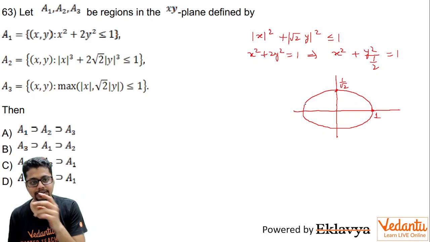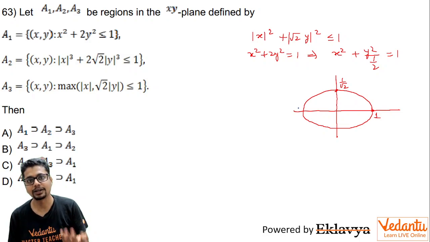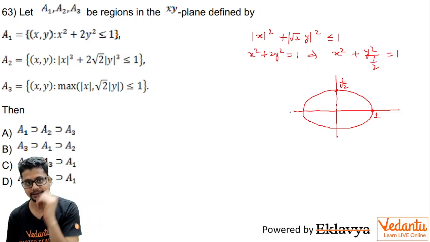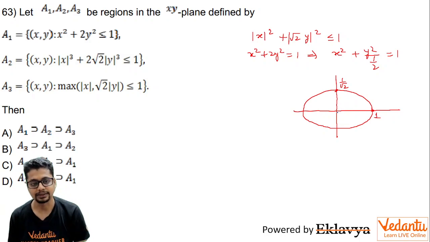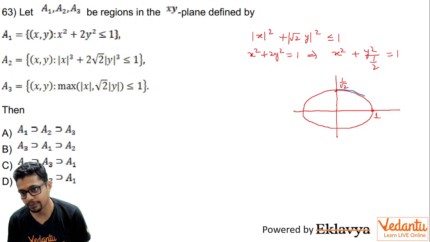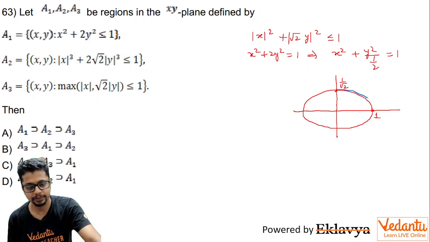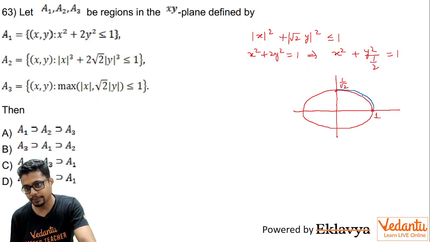Just as in mod x, whether you put x to be alpha or minus alpha, mod of it would be the same. Since mod x is there, whether you put x positive or negative, keeping the magnitude the same, the value of mod x remains the same. So the curve would be symmetric with respect to the y-axis. Here, if you plot it for the first quadrant, it will turn out to be something like this. It will bulge a bit more when this cube is there.